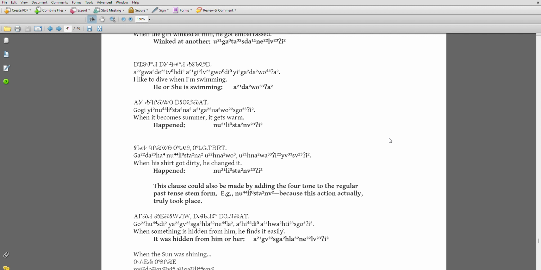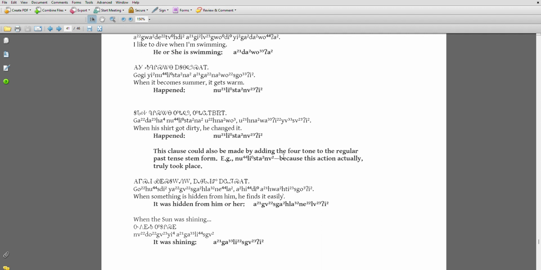When something is hidden from him, he finds it easily. Gohusti yagaskalonela. Ahit. Awatiskoin. So it was hidden from him or her. Agaskatlanelai. And then yagaskaslanela, when it's hidden from him.